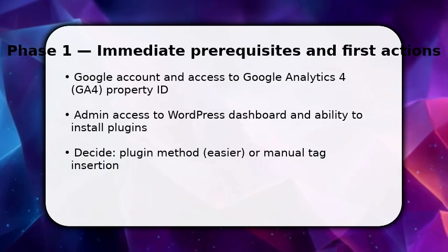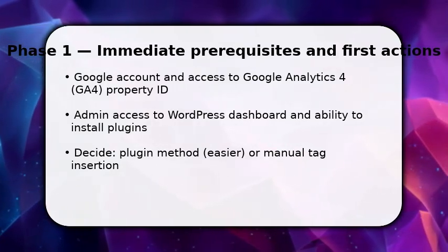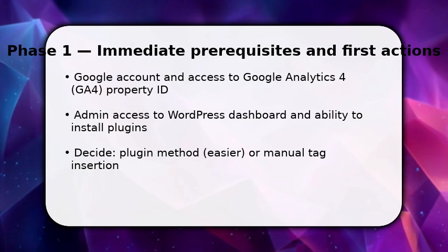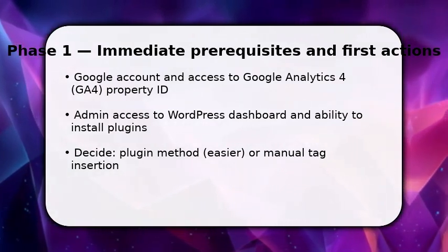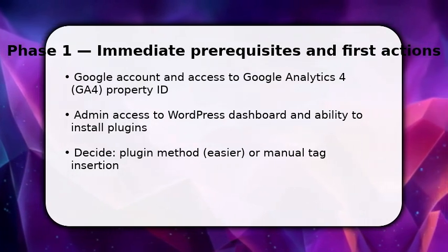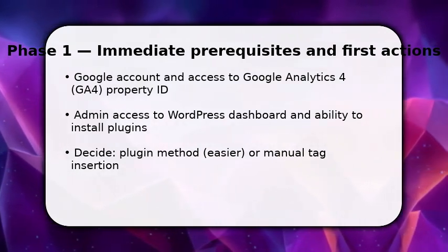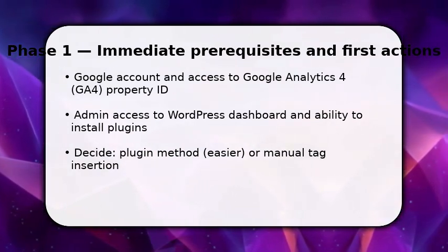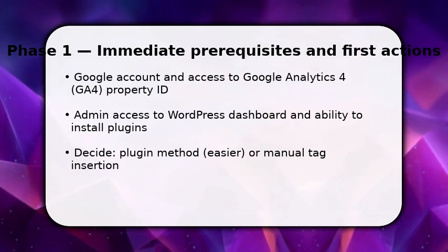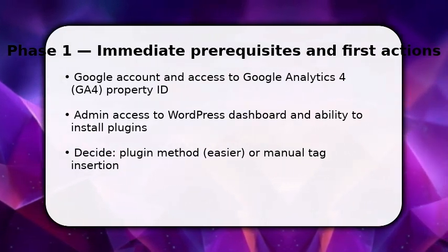Enjoy the video. You already have a Google account and WordPress access. Now create or open a Google Analytics 4 property and copy the measurement ID. Next, install a lightweight analytics plugin or access your theme header. This is the first actionable step because the measurement ID links the two systems. Once done, paste the ID into the plugin settings or hold the header open for manual insertion.